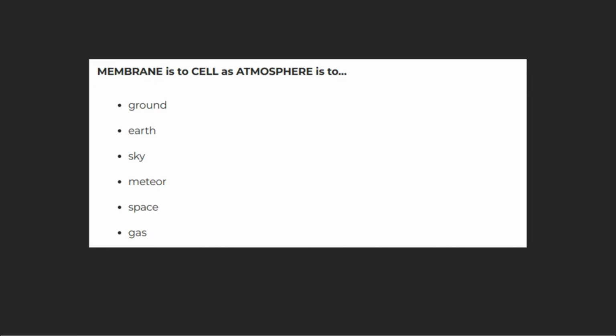Membrane is to cell as atmosphere is to... With an analogy question like this one, our first step will be to try and understand the relationship between the given words, in this case, membrane and cell. Here, we can say that the connection is that a membrane surrounds the cell.